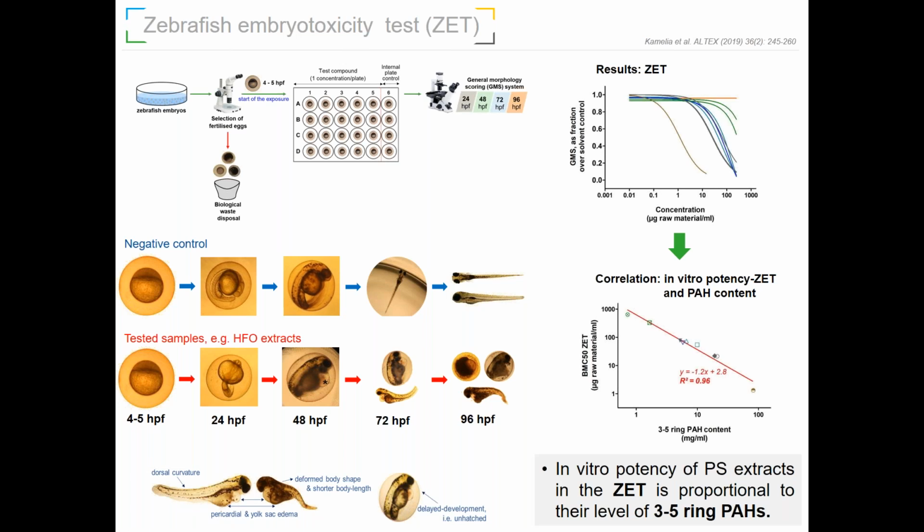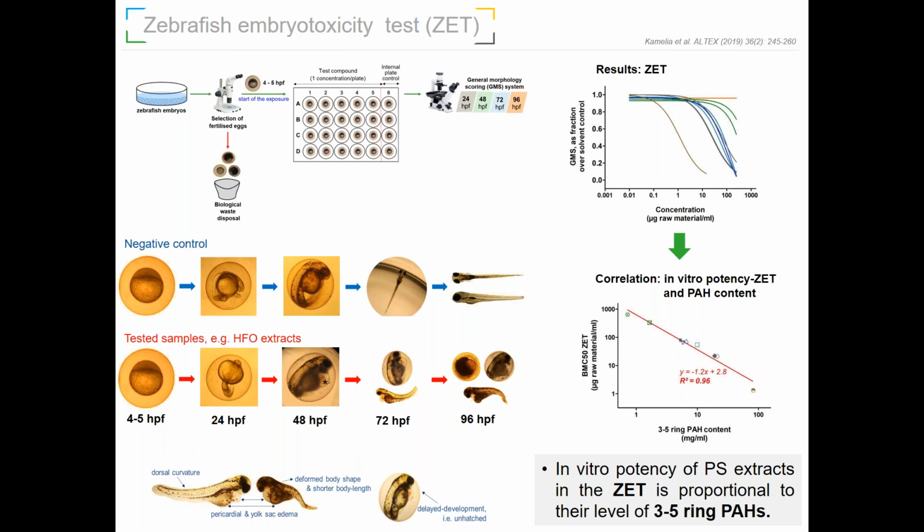So again, if you plot all of these results from the ZET together, you can see that all PAH-containing petroleum substance extracts again induce a concentration response curve of growth retardation in zebrafish embryo development. It's good to mention that only results obtained at 96 HPF are plotted in this graph. And again, when you want to make a correlation between potency obtained in the ZET and the PAH content, you can do that by simply plotting them together. And here you see the potency is correlated, or proportional, to the level of 3 to 5 ring PAHs.